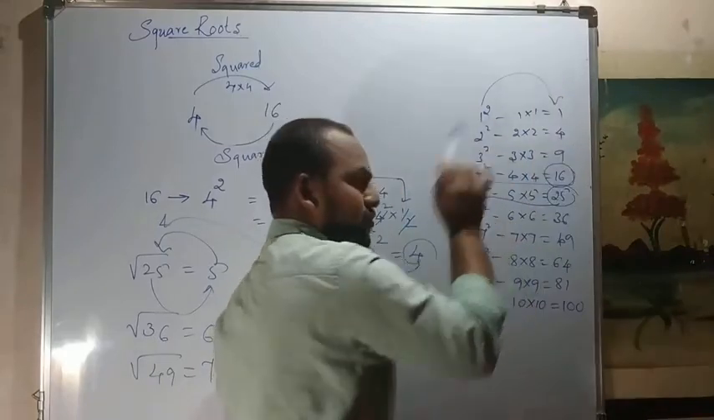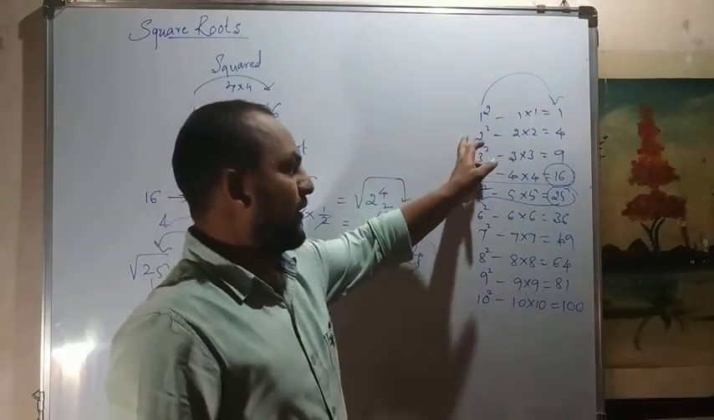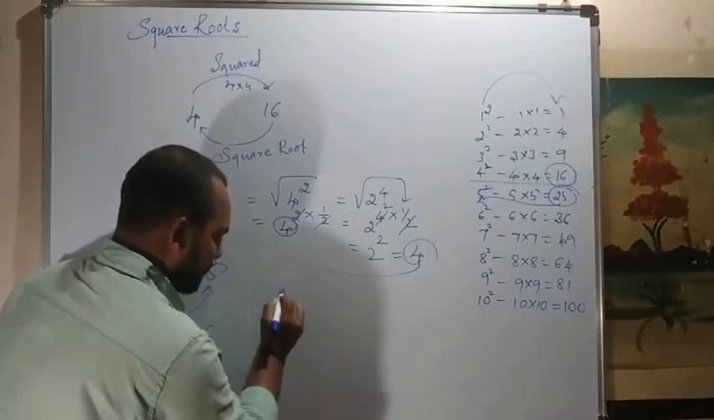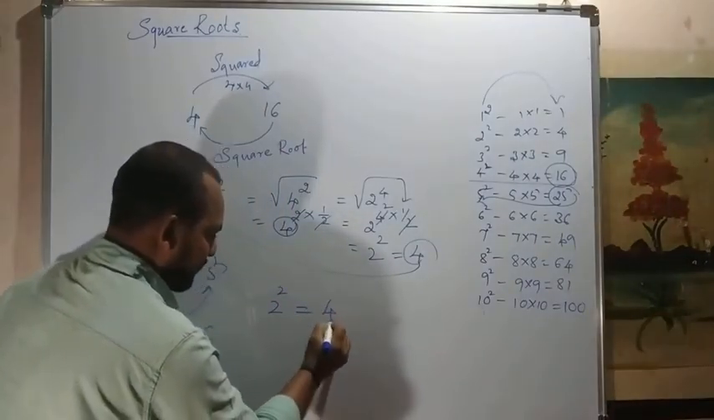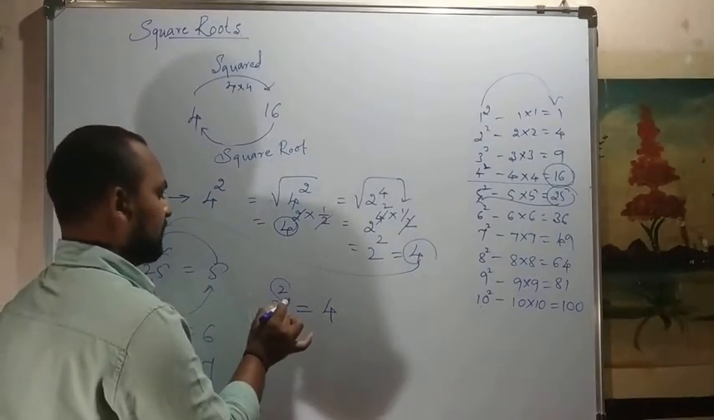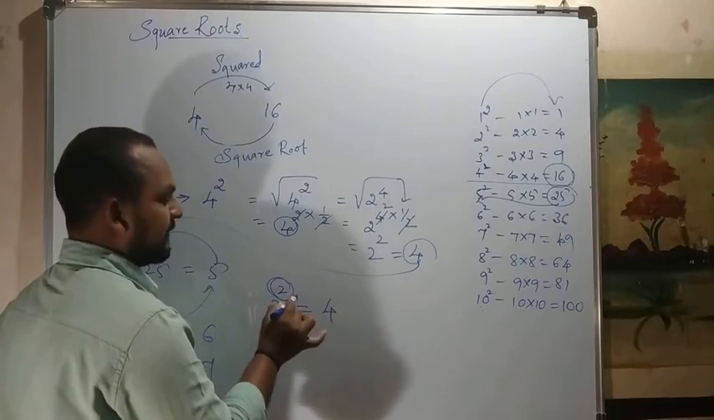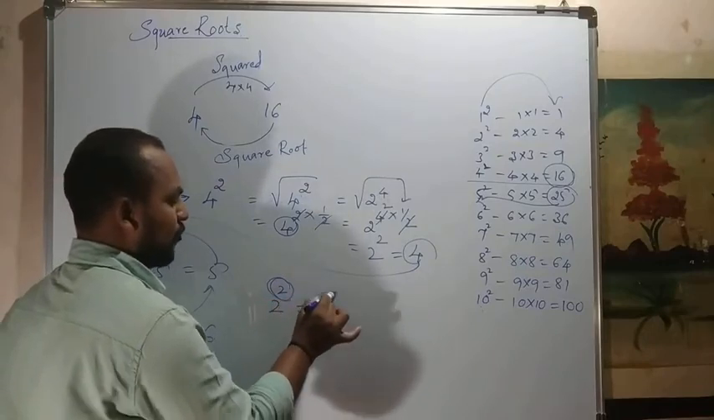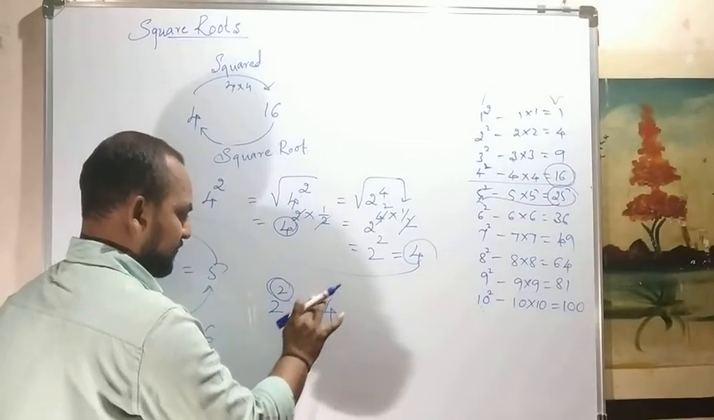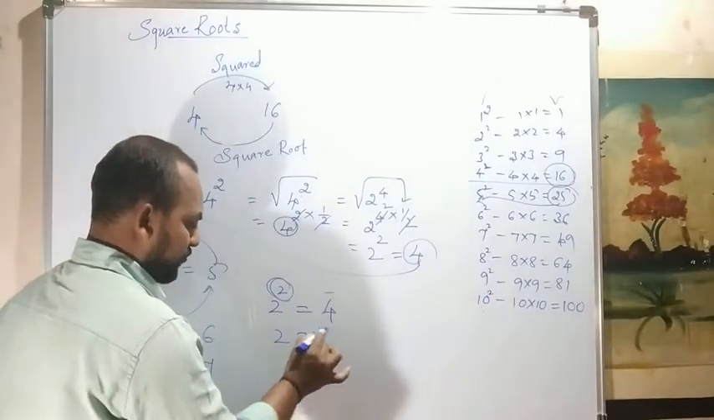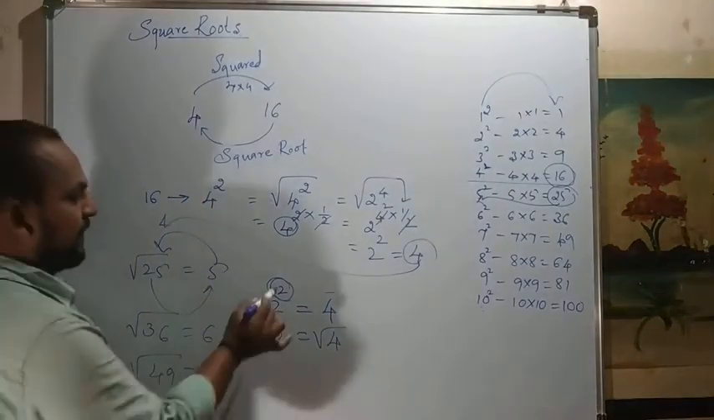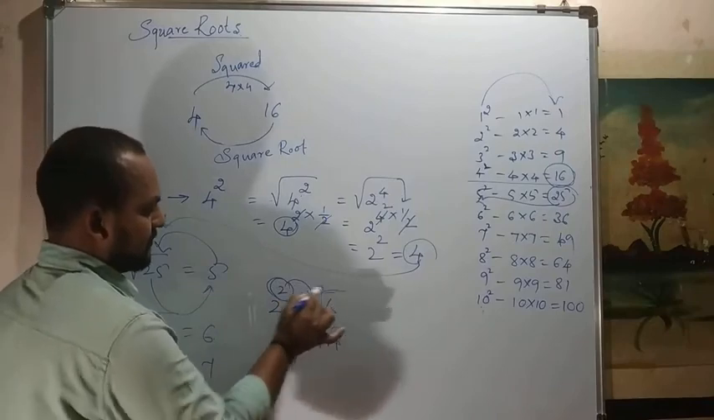2 square is 4. The power, when transposed to the other side, becomes a root. It becomes a root, which means 2 is equal to the square root of 4.